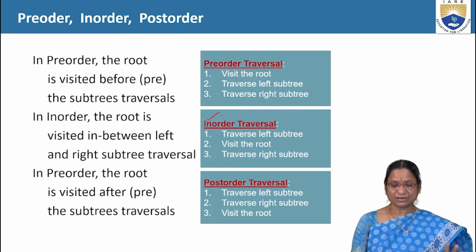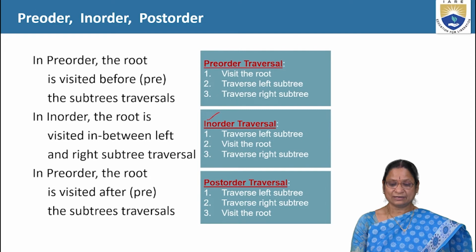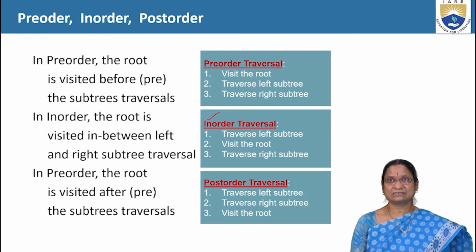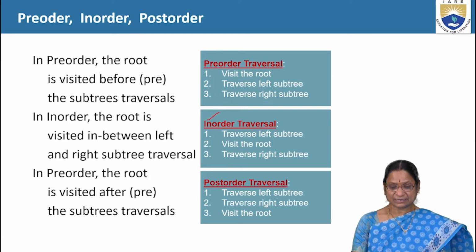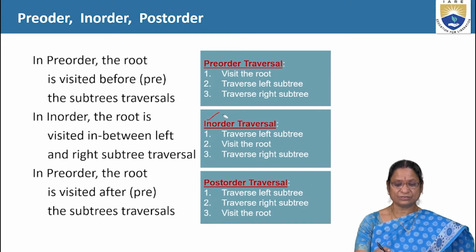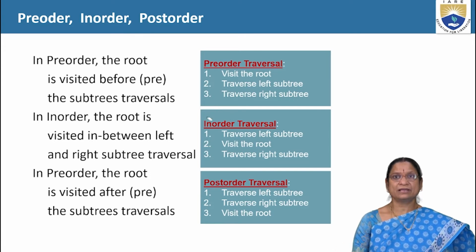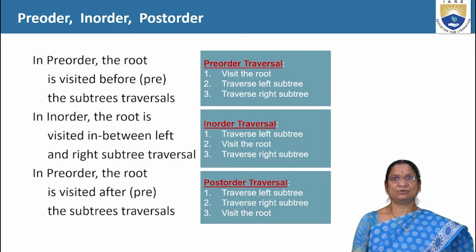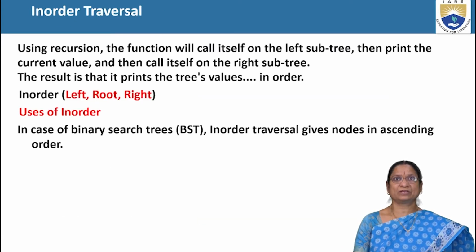So if you observe here, pre-order traversal visits the root first, traverses the left subtree, then traverses the right subtree. The in-order traversal technique traverses the left subtree first, then visits the root, then the right subtree. In post-order, traverse the left subtree, then the right subtree, then visit the root. So these are the three traversal techniques. How these three traversal techniques are going to be considered for an application, we will see through some examples.